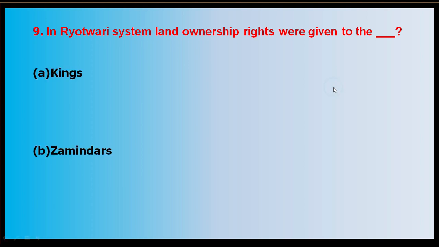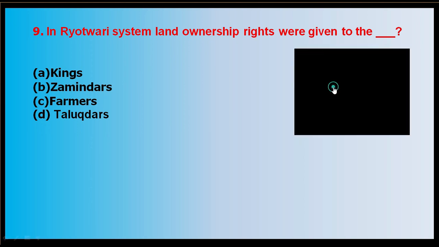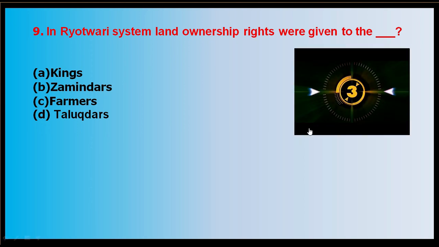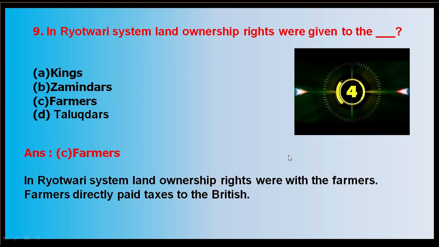Options are king, zamindars, farmers, or talukidars. And your time starts now. You got your answer? So the correct answer is farmers. In the Ryotwari system, land ownership rights were given to the farmers.